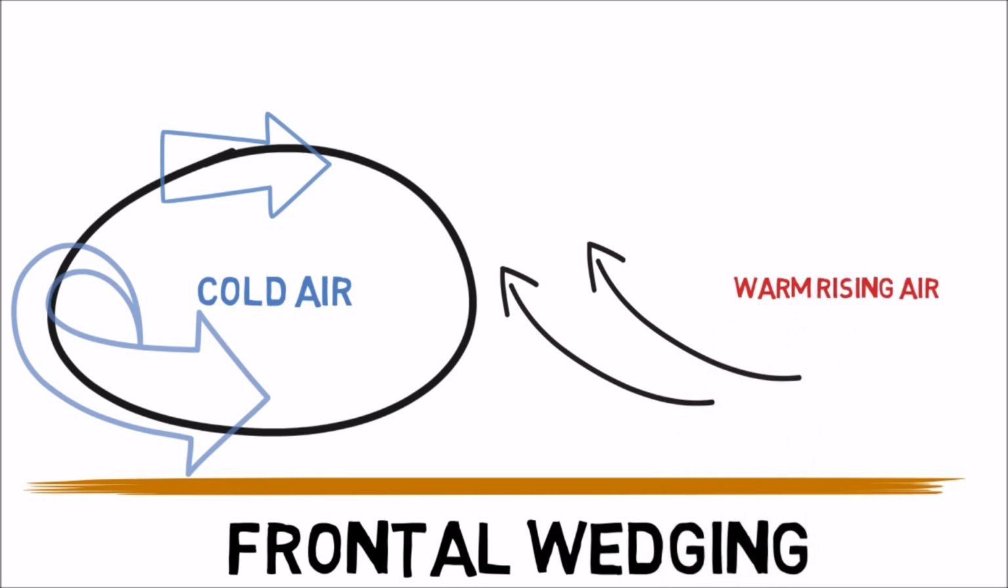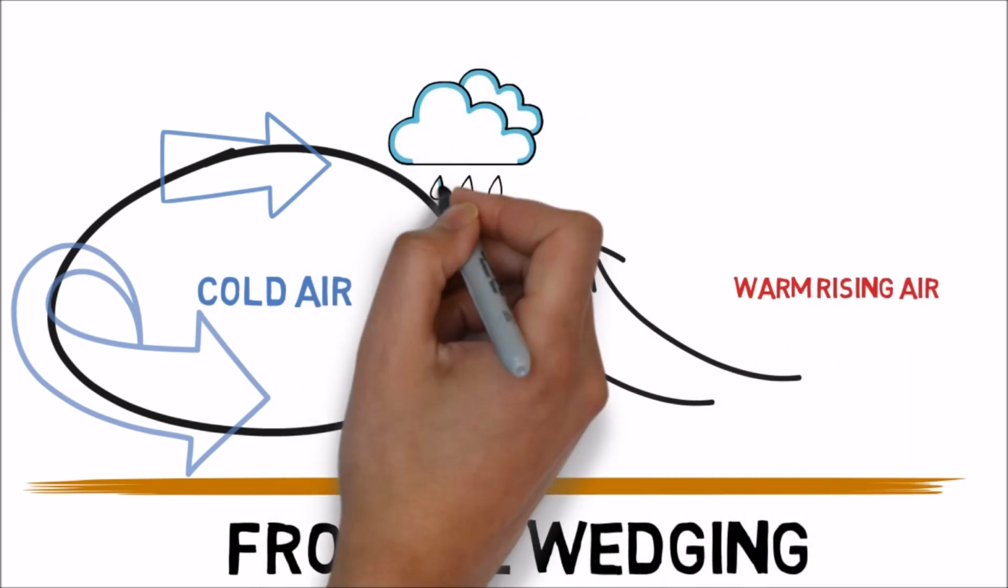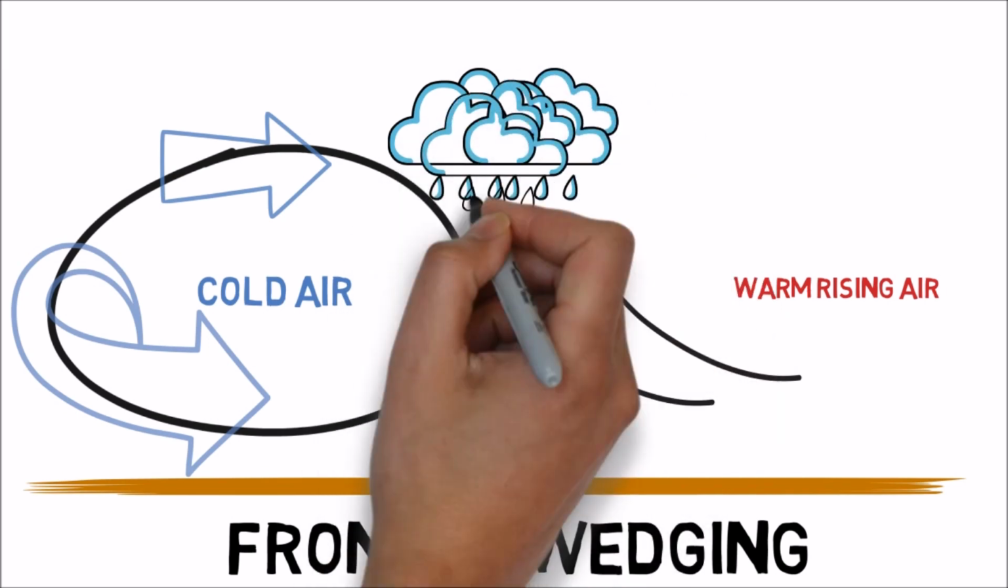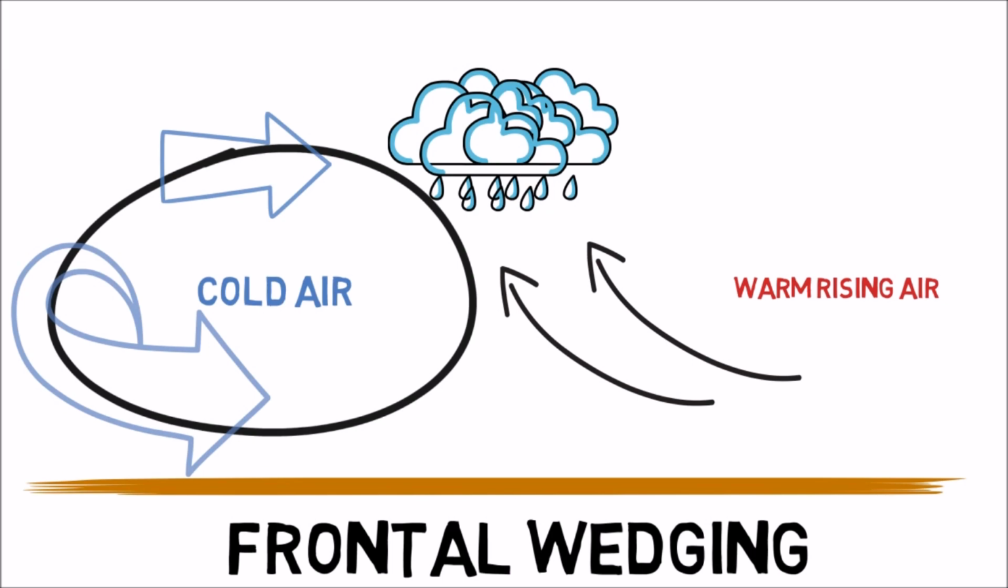As the air rises, it cools and its moisture condenses to produce clouds and precipitation. Due to the steep slope of a cold front, vigorous rising motion is often produced, leading to the development of showers and occasionally severe thunderstorms.